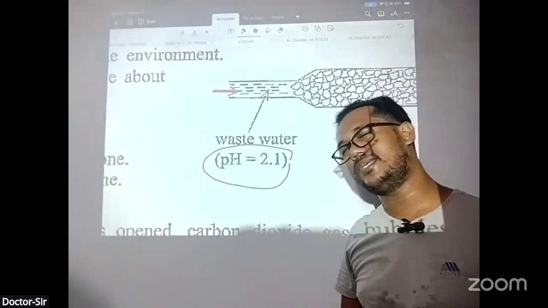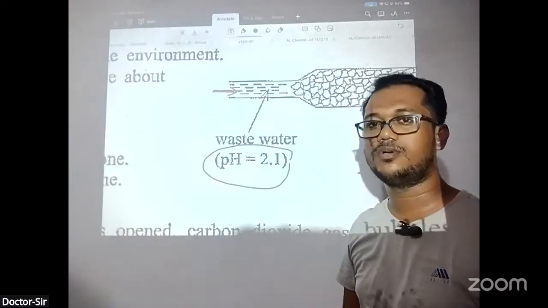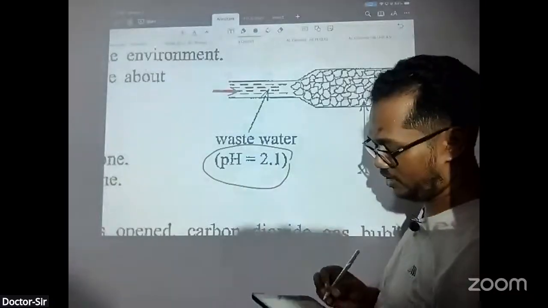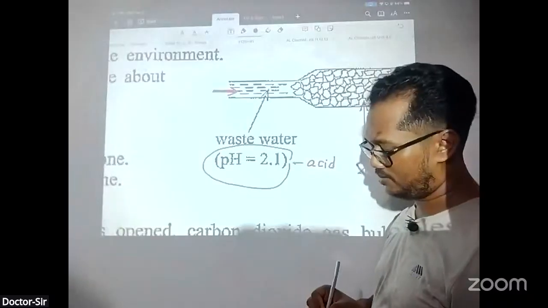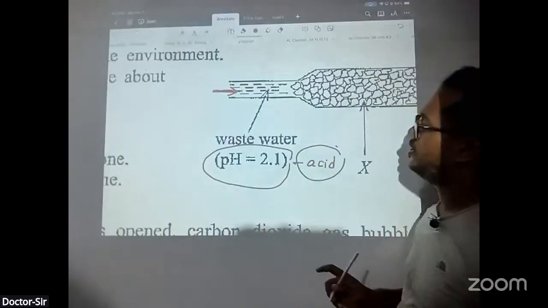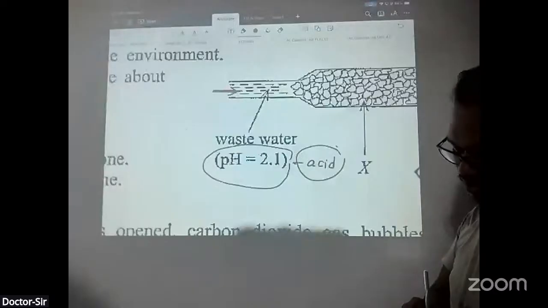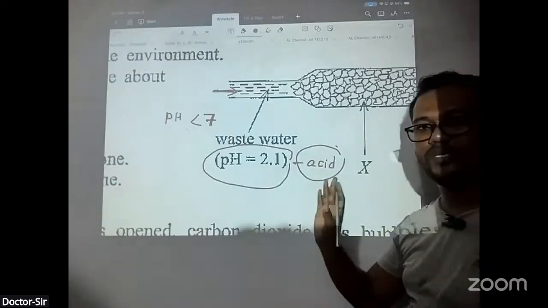Basic or acidic? I told yes. Very good. That is acidic. Yes, very good. Then this is acidic. Why? Acid. This is acidic pH. Okay, right. Why? This pH is less than 7. So I told whatever the pH value is less than 7, we call it an acid. Okay, so that is the phenomenon here.